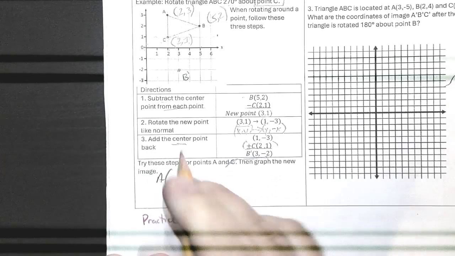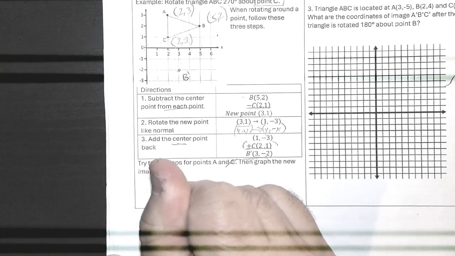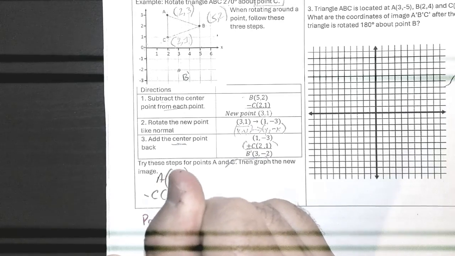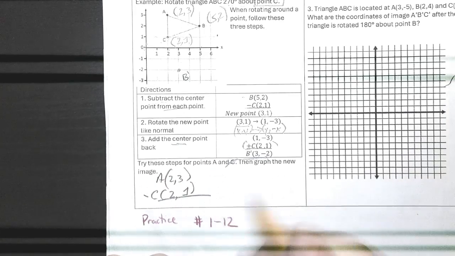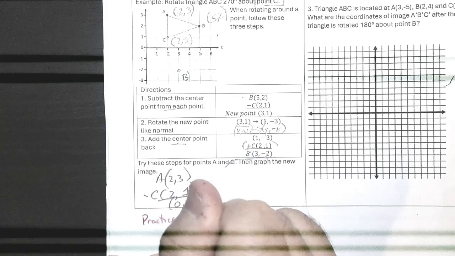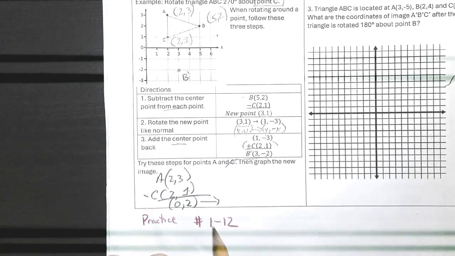So A is at 2, 3. The first thing we're going to do is subtract point C. Point C was 2, 1. So 2 minus 2 is 0, and 3 minus 1 is 2. So this is the new point.